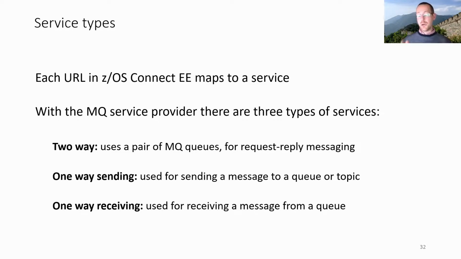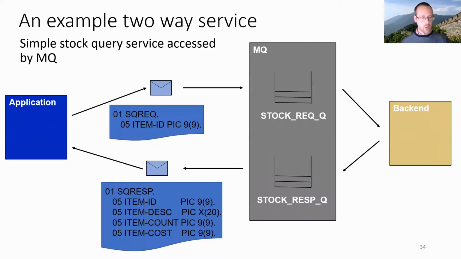You can put a REST API on top of that and hide the messaging behind a single synchronous REST call. We also provide support for sending a message directly to an MQ queue, firing and forgetting that message, or destructively getting a message from a queue as well. But by far the most common use case of z/OS Connect is this two-way messaging pattern, and I'm going to talk through it quite quickly here.